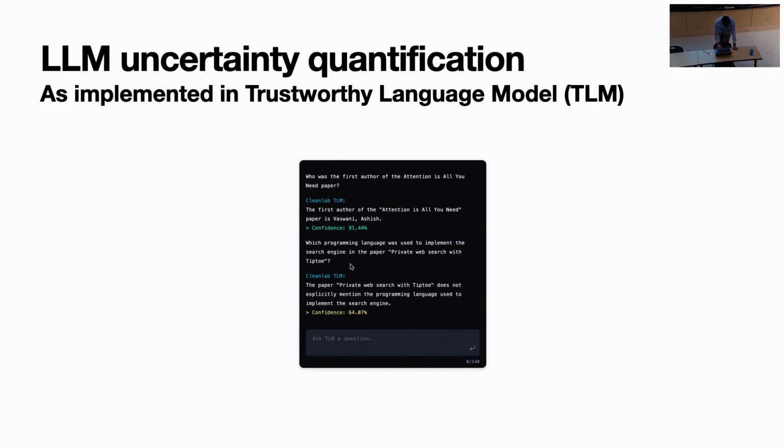Then I asked another question about a different research paper. I'm not sure if this was in the training corpus or not, but I asked, what programming language was used to implement the search engine in this paper? And the language model answers, the paper doesn't explicitly mention the programming language used to implement the search engine. I've read this paper, so this answer is wrong. But what's interesting here is that this confidence score is actually lower, right? So it's nice to see this correlation: wrong answers have lower confidence scores. Any questions there?